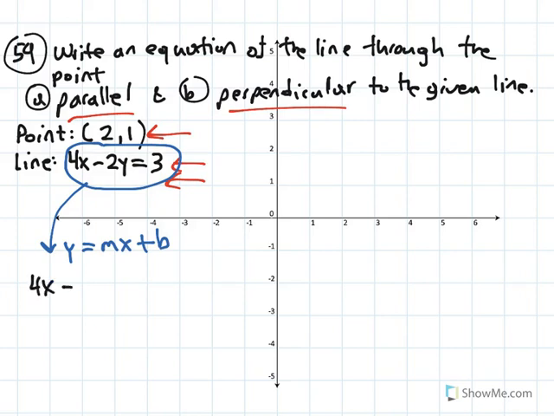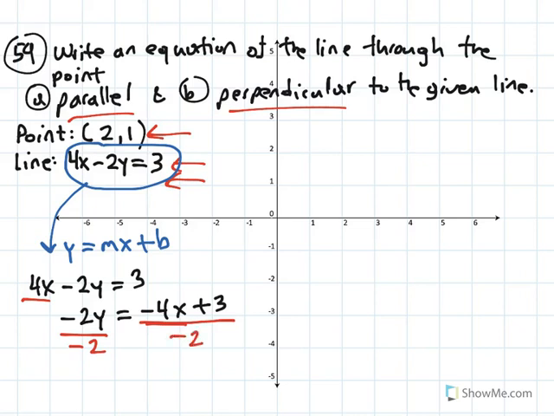So 4x minus 2y is equal to 3. Subtract 4x from both sides of the equation. When I subtract 4x from the left side, 4x minus 4x is 0. So I just have -2y is equal to, and then I subtract 4x from the right side to give me -4x plus 3. Now I'm going to divide both sides of the equation by -2 to get y by itself on the left side of the equation.